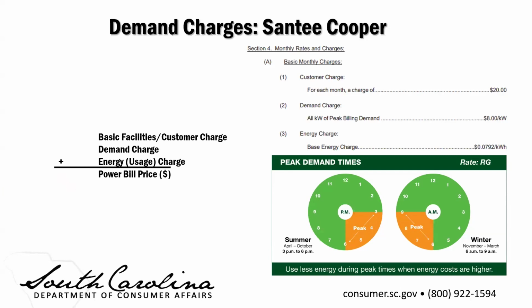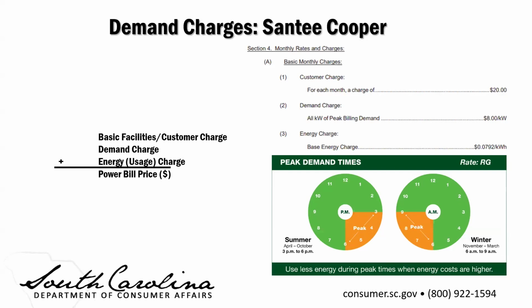And the first thing I want to draw your attention to is the demand charge, which you might notice instead of being based in kilowatt hours, like the energy charge right below it, it's based in kilowatts. So that means you need a time period to make this charge work. And that's what these peak demand time windows are below. And you'll see that Santee Cooper has a summer time period, which goes from April to October, 3 to 6 p.m. And they have a winter time period, which goes from November to March, from 6 a.m.